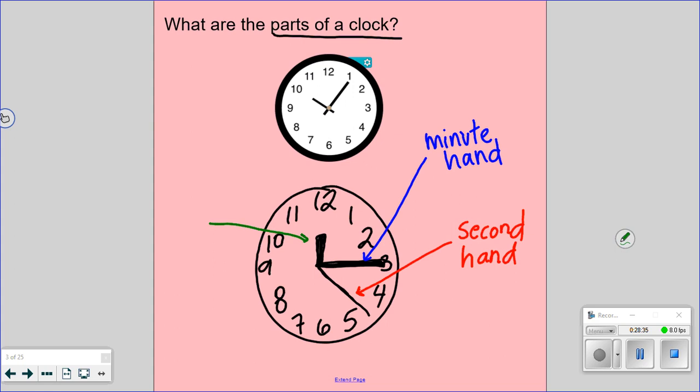The last hand that we see on a clock is called our hour hand. It is representative of the hours that are passing. Now look at that hour hand. What are we noticing about the hour hand? Julian, what do you notice about the hour hand? It is short. What else do we notice about the hour hand?